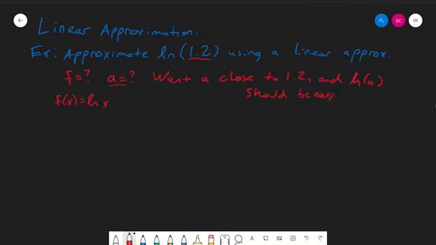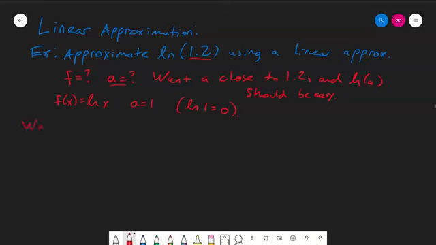Right? For example, if you pick a equals 1.1, that's certainly close to 1.2. But if you don't know what natural log of 1.1 is, that kind of doesn't help you. Well, there's one really easy input for natural log that happens to be pretty close to 1.2, and that's a equals 1. Because remember that the natural log of 1 is equal to 0. So we're going to use this function and this a value.